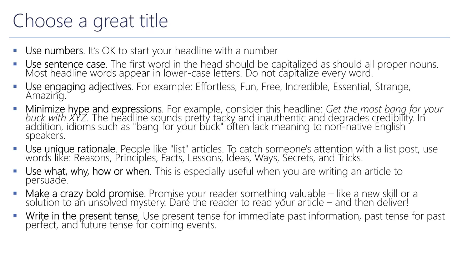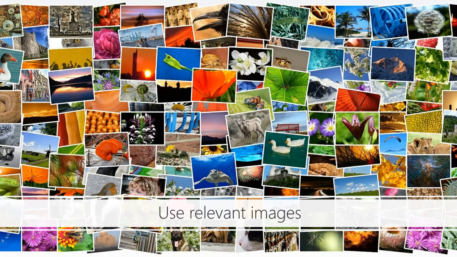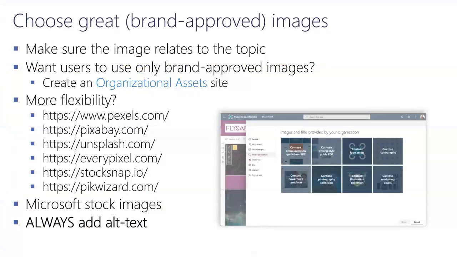The other thing we want to do, especially for the primary image associated with an article, is make sure it's relevant to the topic. Don't choose an image that has nothing to do with what I'm writing about, but make the image relate to that catchy title. If you have brand police and you want to make sure that you're using brand approved images, create an organizational assets site.